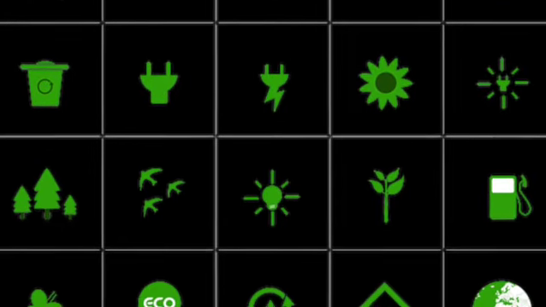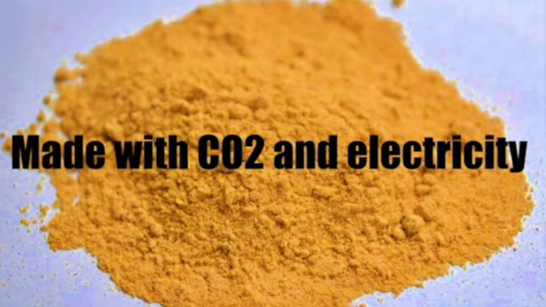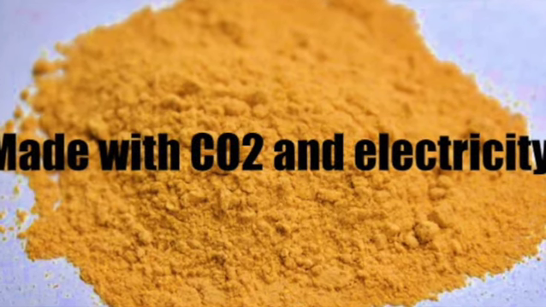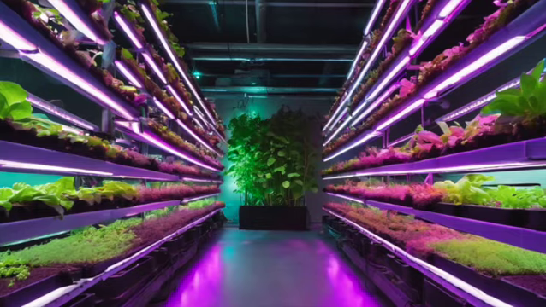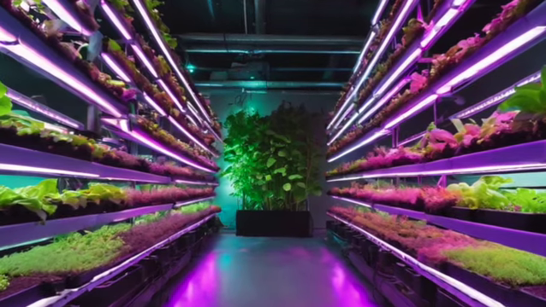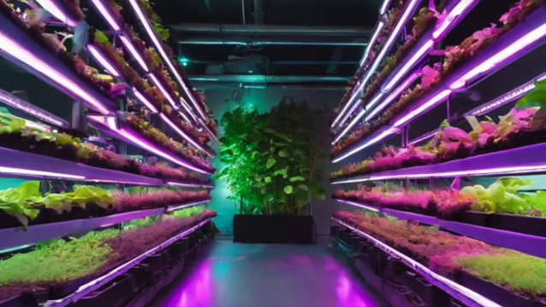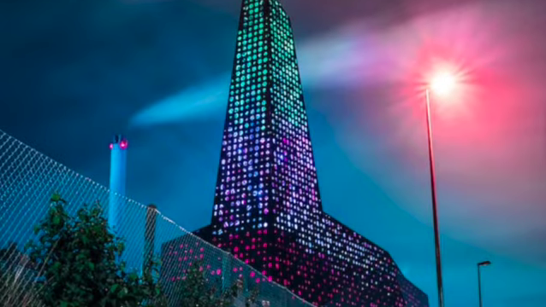Biogas production. Organic waste can be anaerobically digested to produce biogas, which is primarily composed of methane. Biogas can be used for energy production or as a feedstock for the production of chemicals.